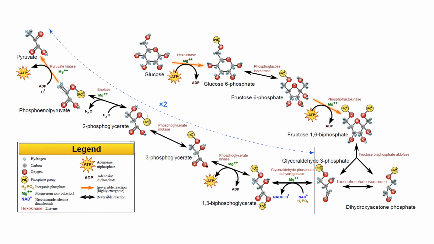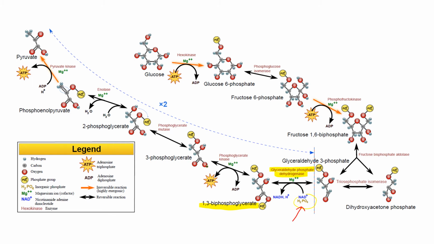Okay, next, step 6. Kita ada glyceraldehyde 3-phosphate dehydrogenase. This enzyme dehydrogenates and adds in inorganic phosphate to glyceraldehyde 3-phosphate, thus producing 1,3-biphosphoglycerate. Kat sini ada involvement of phosphoric acid and water molecules.